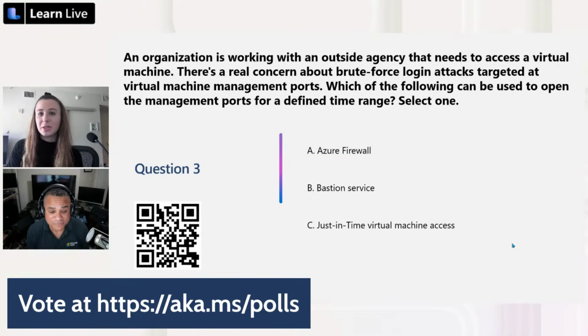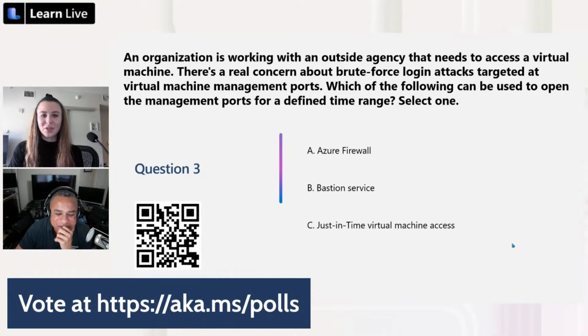An organization is working with an outside agency that needs to access a virtual machine. There's a real concern about brute force login attacks targeted at virtual machine management ports. Which of the following can be used to open the management ports for a defined time range? Azure Firewall, Bastion Service, or just-in-time virtual machine access? If anyone gets this wrong, we didn't do a good job.